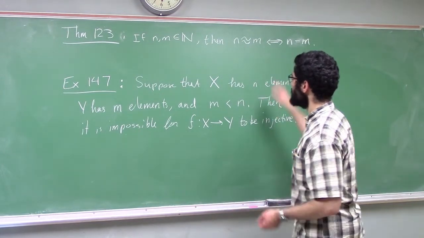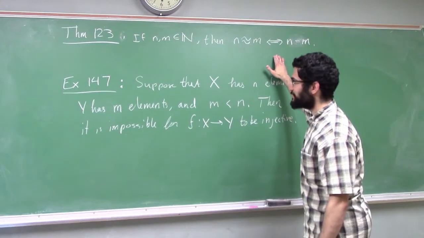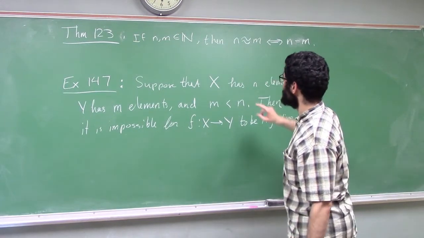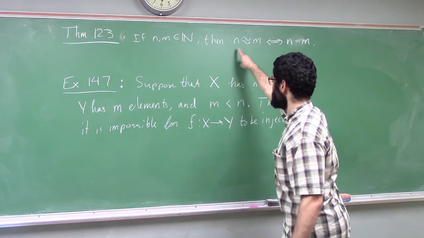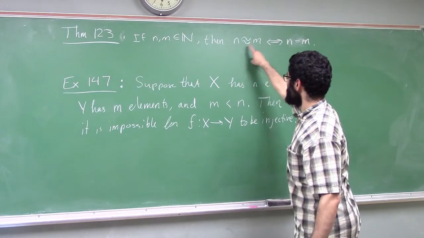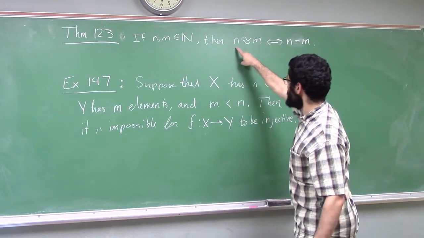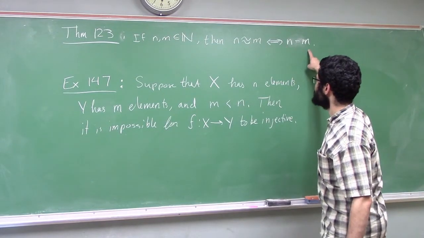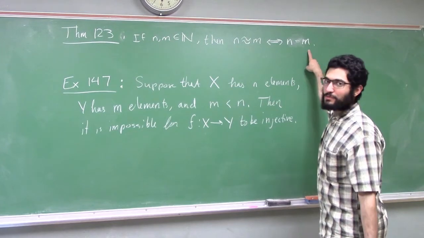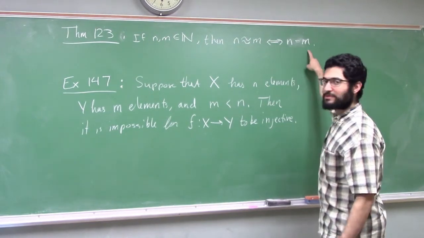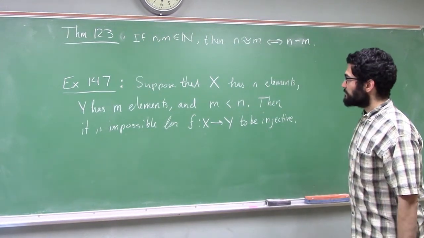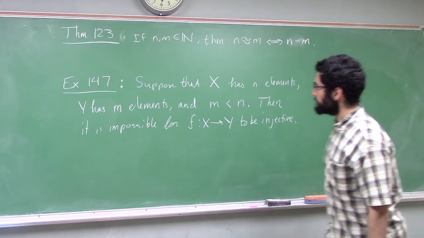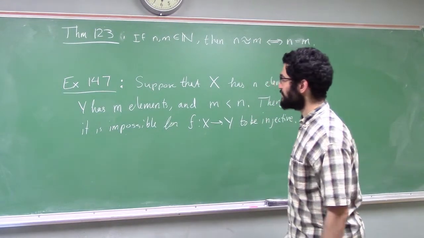But here, with this, we can say definitively that 3 does not have 4 elements. Because if 3 had 4 elements, if there were a bijection from 3 to 4, then we'd have 3 wiggle 4. And from this it would follow that 3 equals 4. But we know that 3 does not equal 4, because 3 is less than 4. So finally, 3 does not have 4 elements.